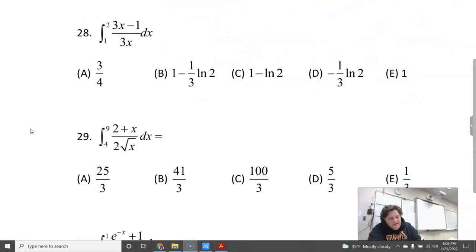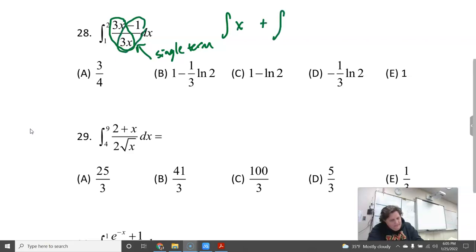Okay, here's another question. Very similar to that other one we did, it just has endpoints, where it has a single term on the bottom. So I'm going to split this up. I'm going to call that x, and -1 over 3x, except that's not x, that's 1. Sorry. 3x over 3x is 1, and on the other side is -1 over 3x.